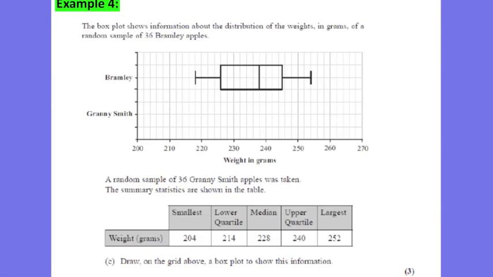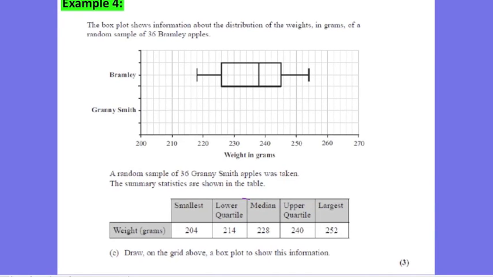So here we have a box plot that shows information about the distribution of weights in grams of a random sample of 36 Bramley apples. We're then given some information about a sample of 36 Granny Smith apples. Here we have the different values we need, and we're asked to put this onto the box plot. So we're going to do exactly the same size, use the same colour as well for here.